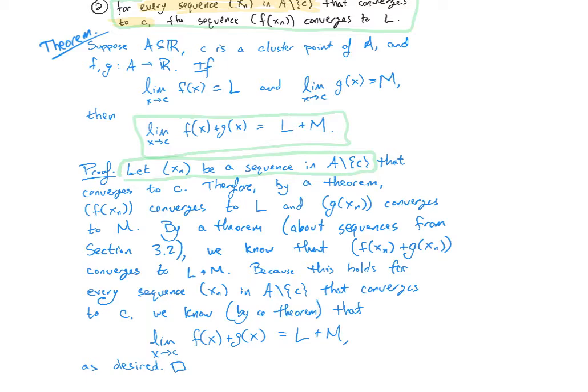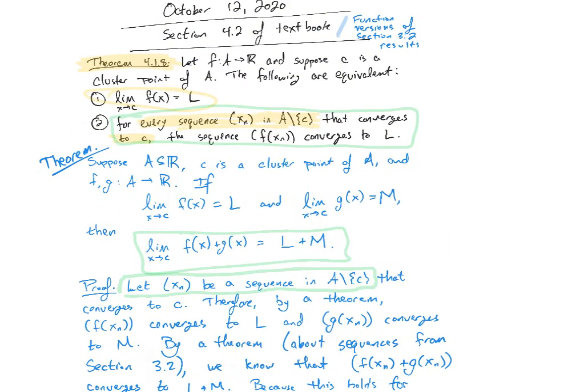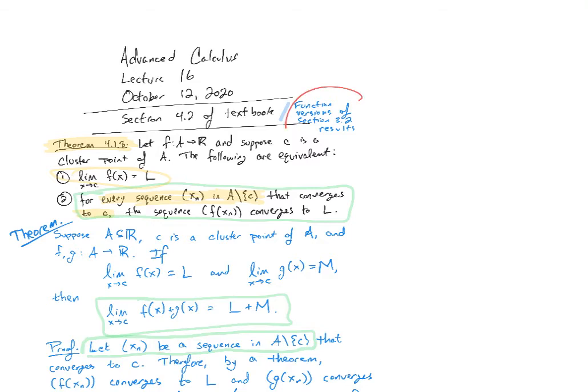Okay. Then remember what I'm saying. Daniel has a question on the chat. Oh, I'm sorry. Yeah, Daniel. Yeah, that's what I'm about to do. Right, we're going to do all the field operations. So I said these are function versions of section 3.2 results, and that's what we're going to do.